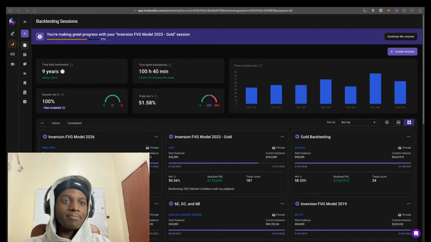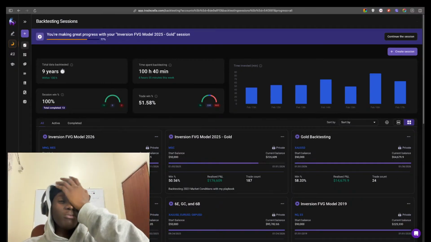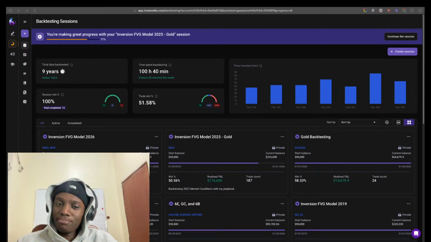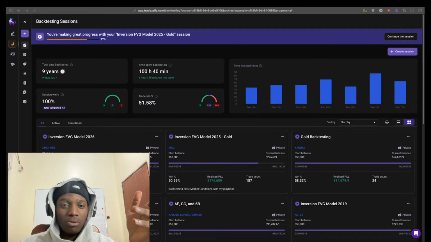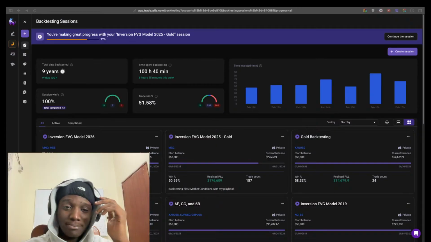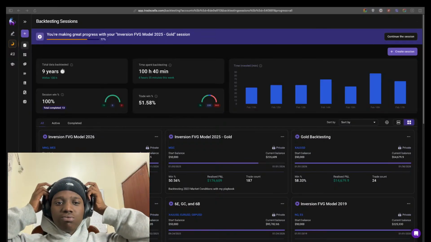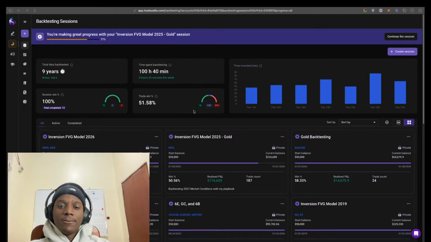Hope it doesn't lag. So we'll be backtesting the inversion model from 2025, and we'll be doing gold today. The reason I want us to do gold is because gold has been moving good lately, so we can learn how to trade it, and I'm also learning how I can develop an edge on gold. So without delay, I think we should just get going. I think I should remove this. Okay, inversion model 2025 on gold.